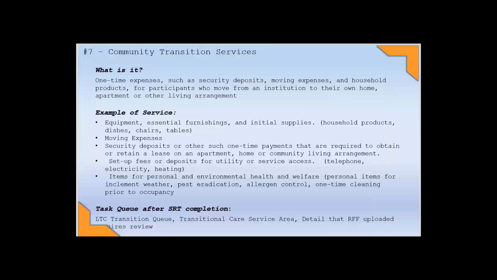So your community transition services, one-time expenses such as security deposits, moving expenses, and household products for participants who move from an institution to their own home, apartment, or other living arrangement. So examples, equipment, moving expenses, security deposits. Then we have our task queue information.